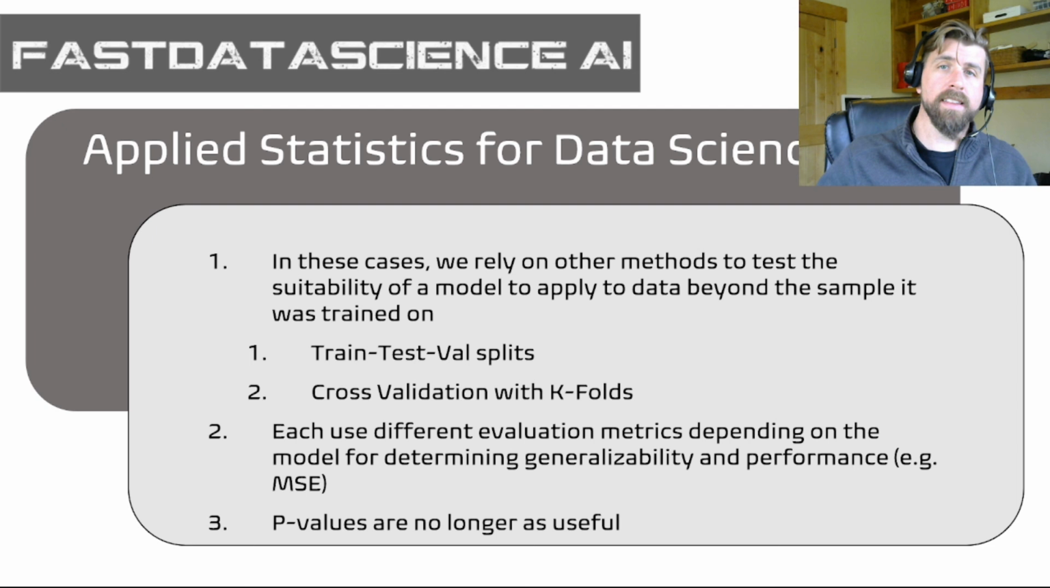We use train, test, and validation splits as one way of confirming the suitability of models, or a more sophisticated approach is to use cross-validation techniques with k-folds. Each of these use different evaluation metrics that depend on what type of model you're using for determining the generalizability and performance of that model on data that it likely hasn't seen in the past and that you want to be able to apply it to in the future. One of those example statistics might be the performance of mean squared error. P-values in these contexts become less and less useful because we have to drop more and more assumptions about the underlying distributions that we're trying to relate those models to.